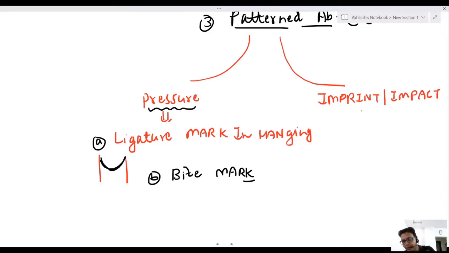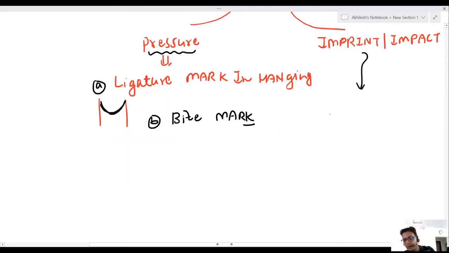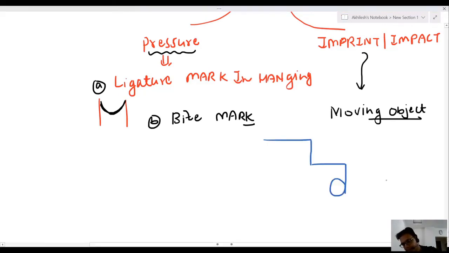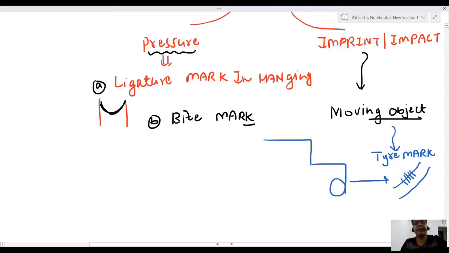Now, sir, what is imprint or impact abrasion? If you have a moving object, see what is the difference? This is a vehicle. Everyone knows that a vehicle is moving, and this vehicle on your skin produces a tire mark. It is also a pattern, but it is a moving object. So a moving object producing a mark on the skin is an imprint. Both are patterns because both form a pattern. The only difference is that in imprint the object is moving, and in pressure the object is not moving, it is creating pressure.